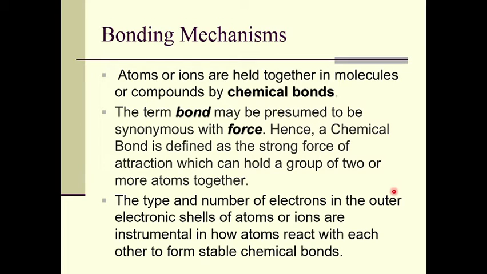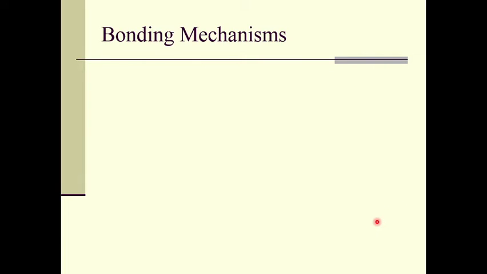The type and number of electrons in the outer electronic shell of an atom or ion are instrumental in how atoms react with each other to form stable chemical bonds. The number of electrons in the outermost electronic shell, right, and its type, whether that is s type or p type, so whether it is s orbital or p orbital, determines how the atoms react with each other to form stable chemical bonds.